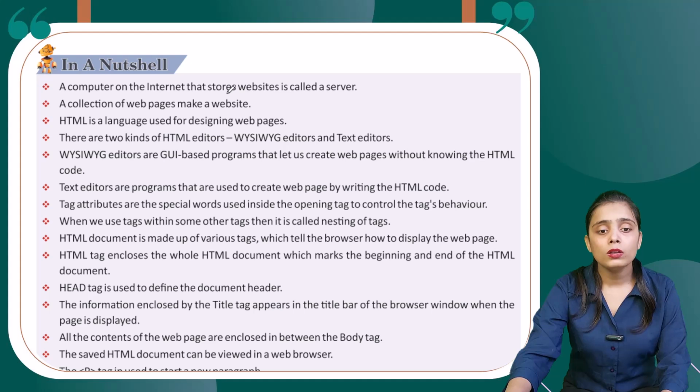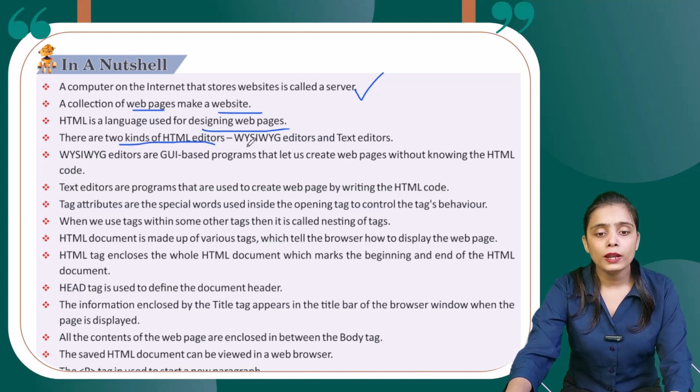A computer on the internet that stores websites is called a server. All the websites that we make, where are they stored? All of these are stored on the web server. A collection of web pages makes a website. Okay, HTML is a language used for designing web pages. There are two kinds of HTML editors.